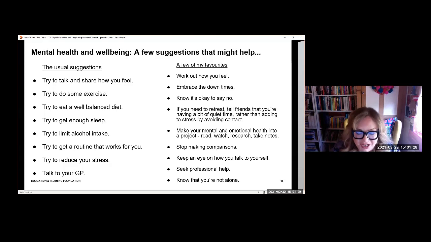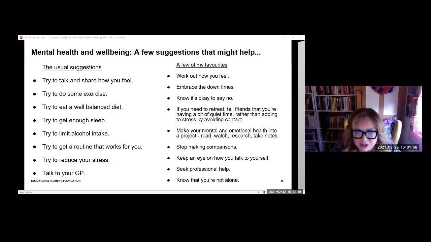So these suggestions on the left are the usual suggestions for combating low mood or even managing something more serious. And I've added "try to" at the beginning of them all on purpose, because what constitutes a win is entirely subjective. Sometimes if you're having a really, really difficult time, getting out of bed is a win. Sometimes having a shower is a win. Never mind doing 30 minutes of exercise. Sometimes getting through the day at work is a win.